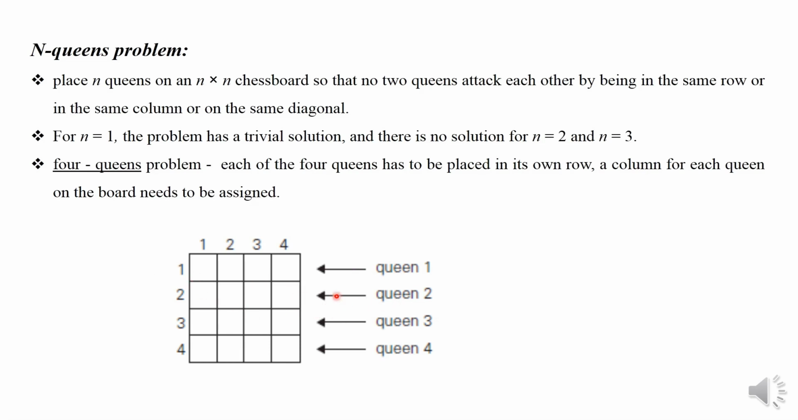On row 2, you should place the queen 2 such that queen 1 and queen 2 are not on the same column as well as not on the same diagonal. Next, you need to place queen 3, having placed queen 2 on the second row. So when you place queen 3, it has to be placed only on the third row. And finally, you have to place queen 4 on the fourth row.